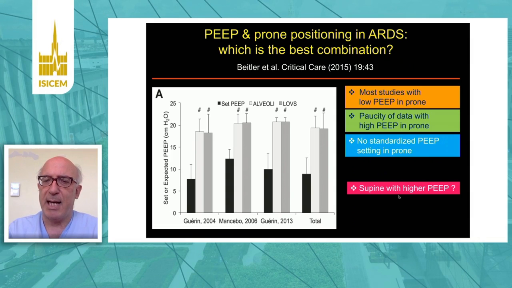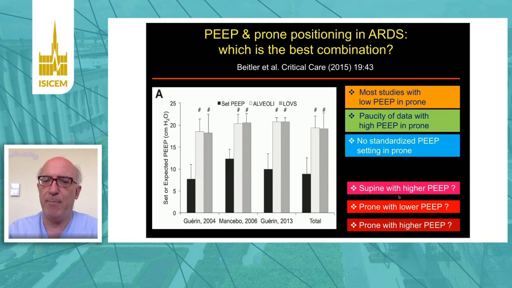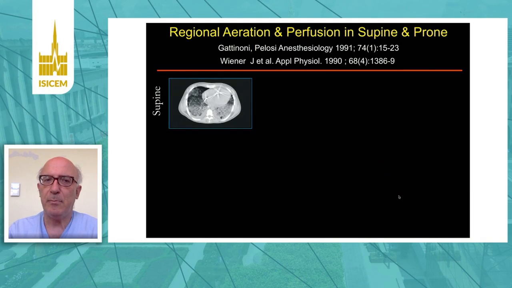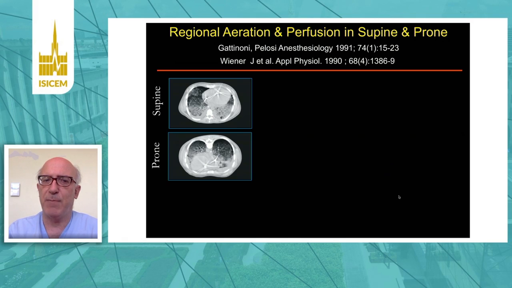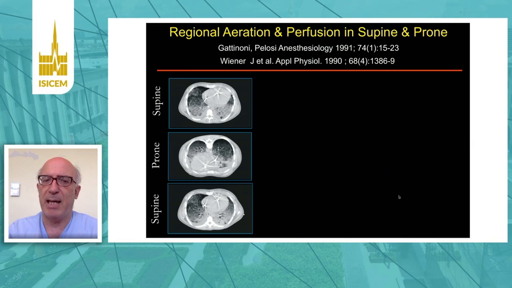So we have to discuss if it's better to use a strategy in supine position with higher PEEP level, or prone position with lower PEEP, or prone position with higher PEEP. This is a CT scan in supine position with densities more located in the dependent part of the lung. When the patient is prone, we observe a sort of reverse of these densities, and back again on the dorsal zone when the patient is repositioned supine.